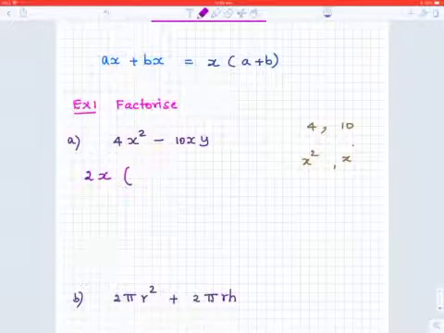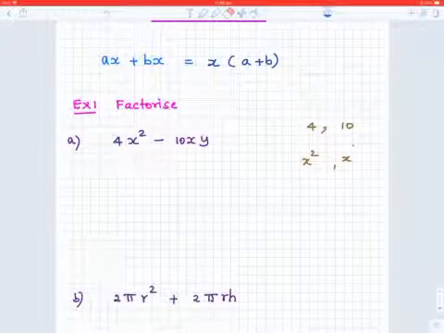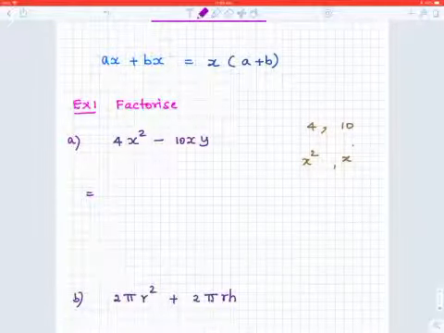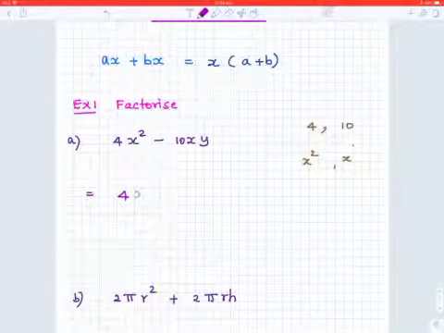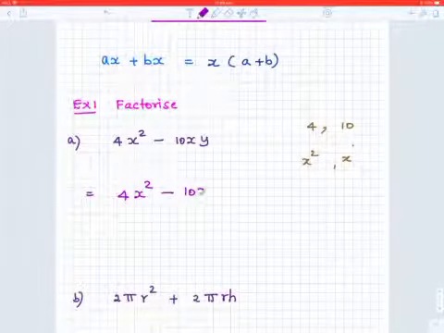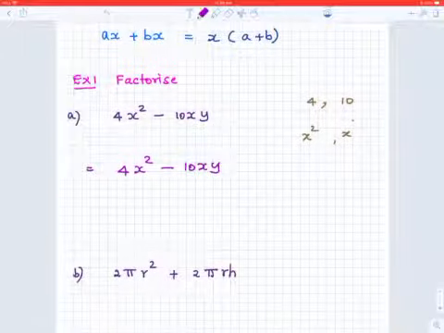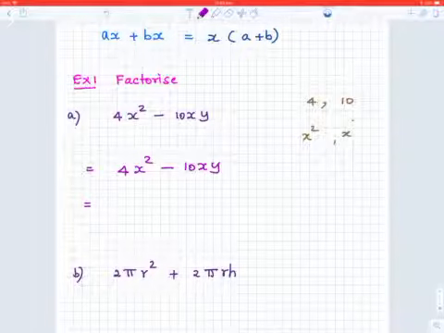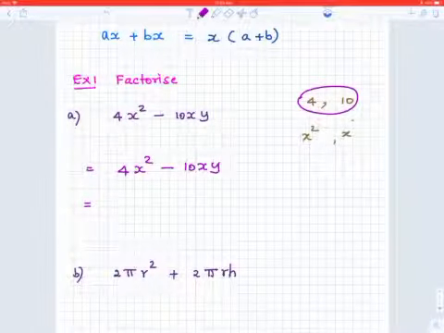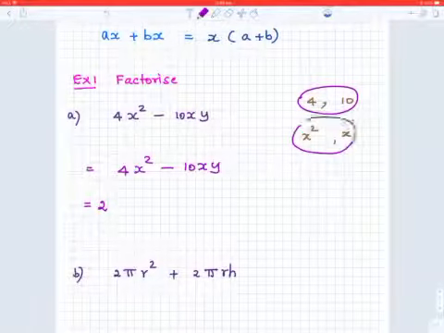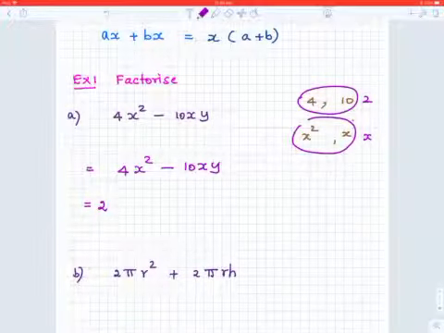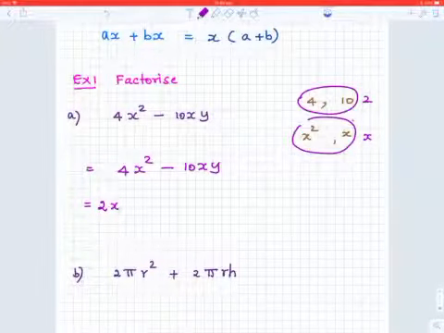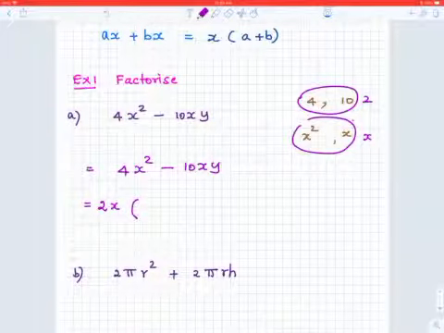I think I'll write the question again, which makes my life easier. We have seen 2 goes into both 4 and 10, so first I took 2. Then x goes into both x and x squared, and I wrote that next. Now with y nothing is common, so I'm just going to put the bracket.